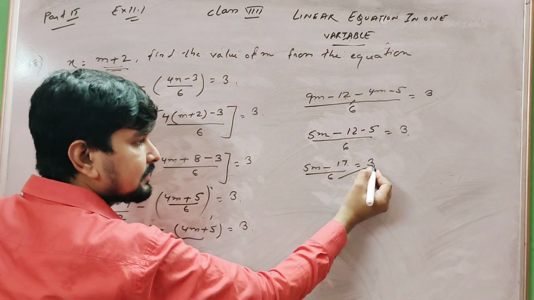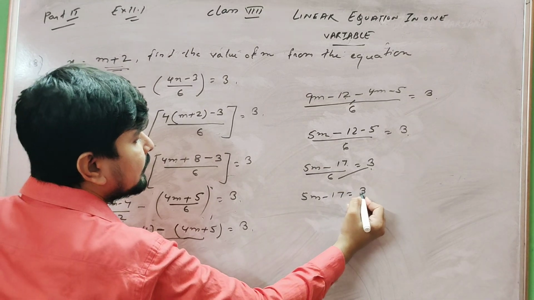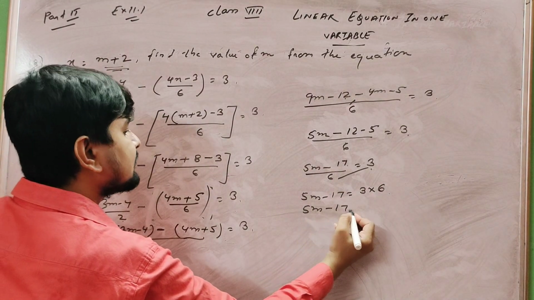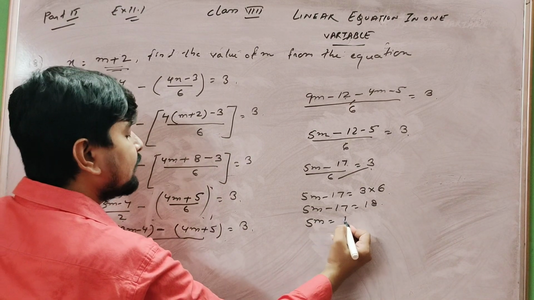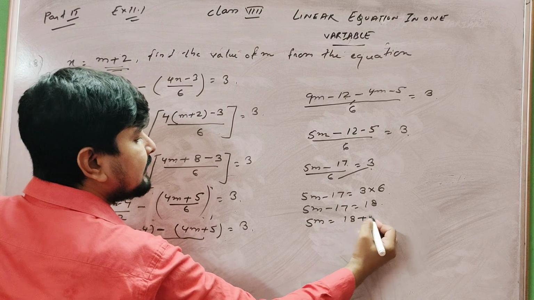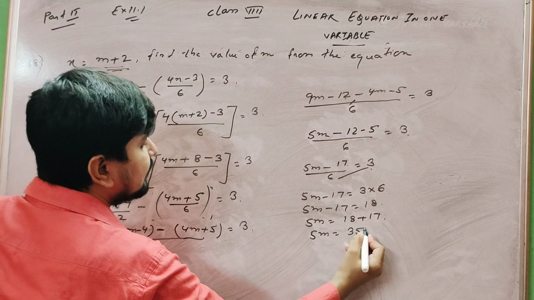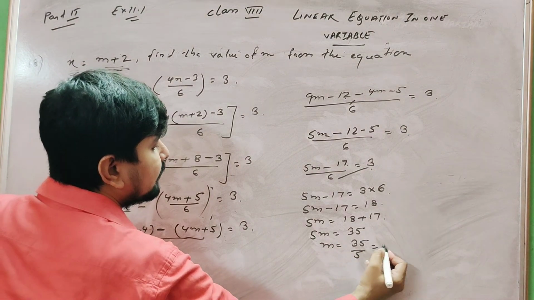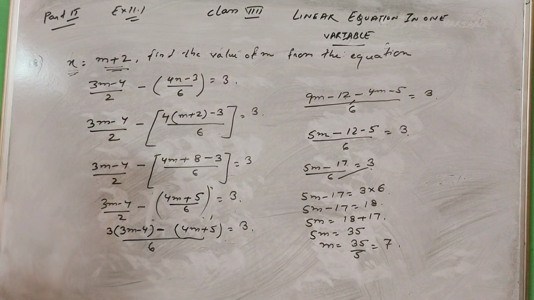So this 6 goes to this side: 5m minus 17 equals 3 into 6, so 5m minus 17 equals 18. So 5m equals 18 plus 17, moving 17 to this side. So 5m equals 35. m equals 35 by 5 equals 7. So the value of m is 7. Clear?